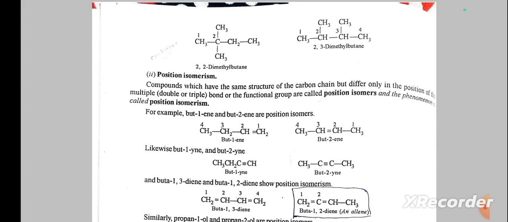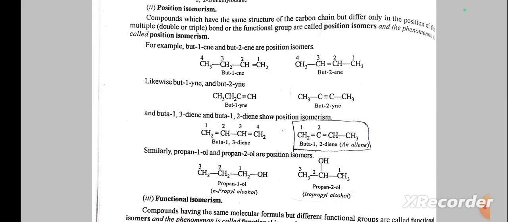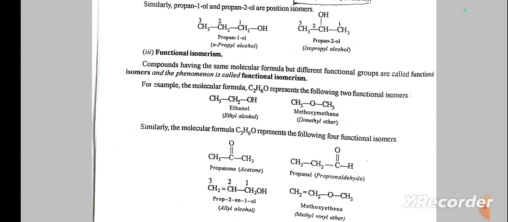The second is position isomerism. Compounds which have the same structure of the carbon chain but differ only in the position of the multiple double and triple bonds or the functional group are called position isomers, and the phenomenon is called position isomerism. Example: but-1-ene and but-2-ene. Likewise, but-1-yne and but-2-yne.